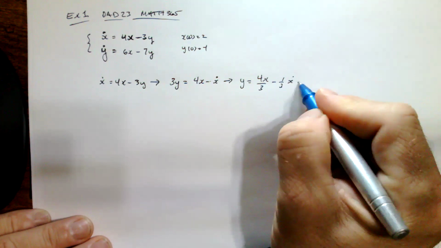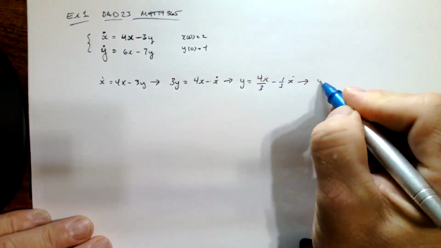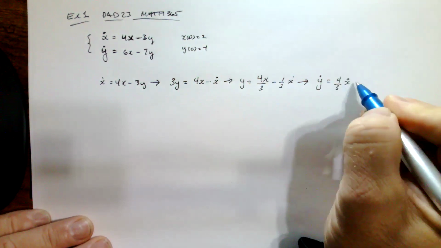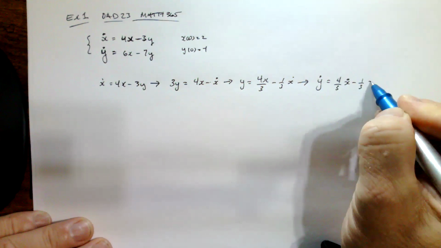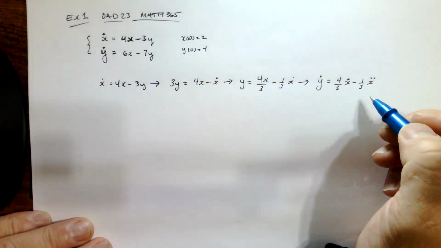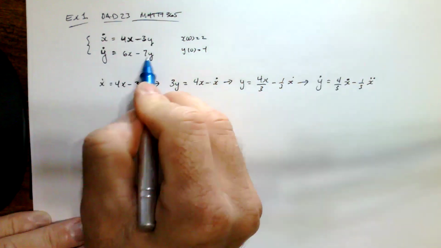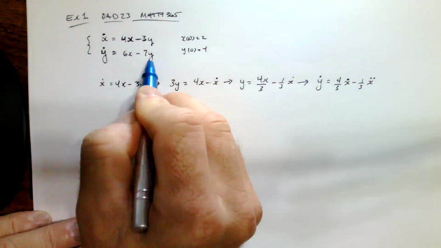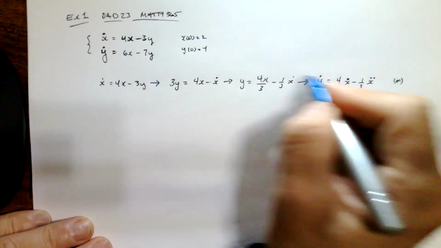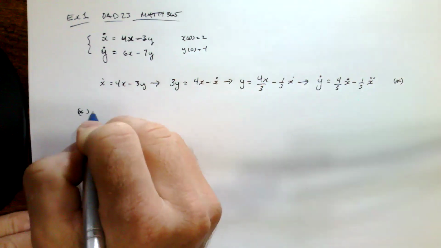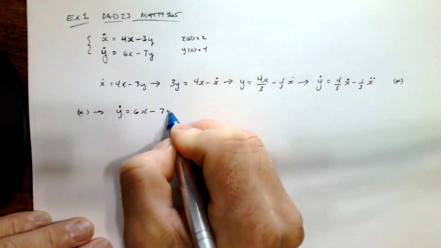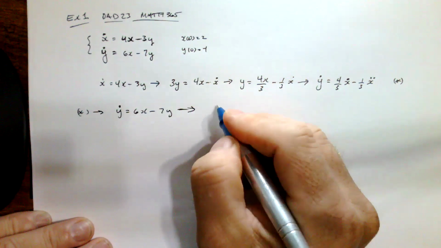Okay, and now if I differentiate everything once with respect to time, I get y dot is equal to 4/3 x dot minus 1/3 x double dot. Okay, so that then allows us to take this, let's say star, into the second differential equation, y dot equals 6x minus 7y.